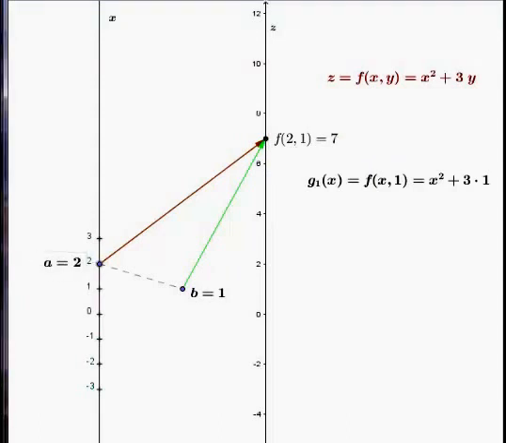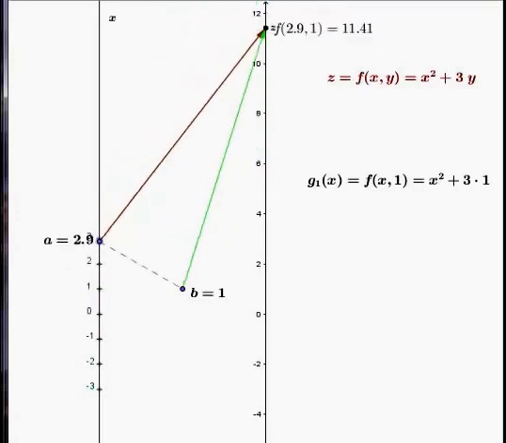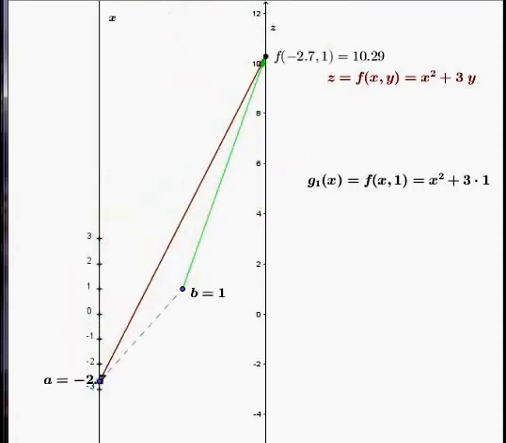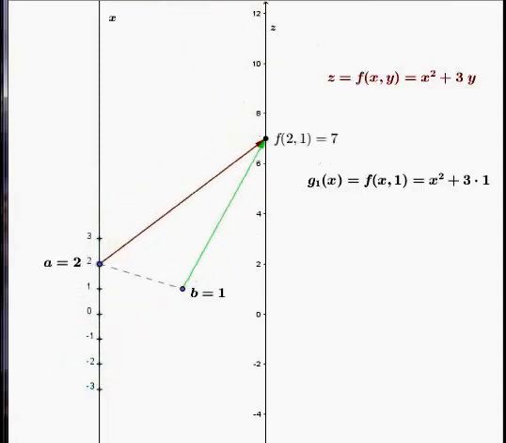So as we vary the x, the values of z change. Sometimes they change faster and are decreasing. Sometimes they change slower. What we want to know is, how fast is the z changing when it's just controlled by the x and the b is held fixed at 1? This rate is the rate at which g1 is changing at any particular point. That rate is kept track of with the derivative.